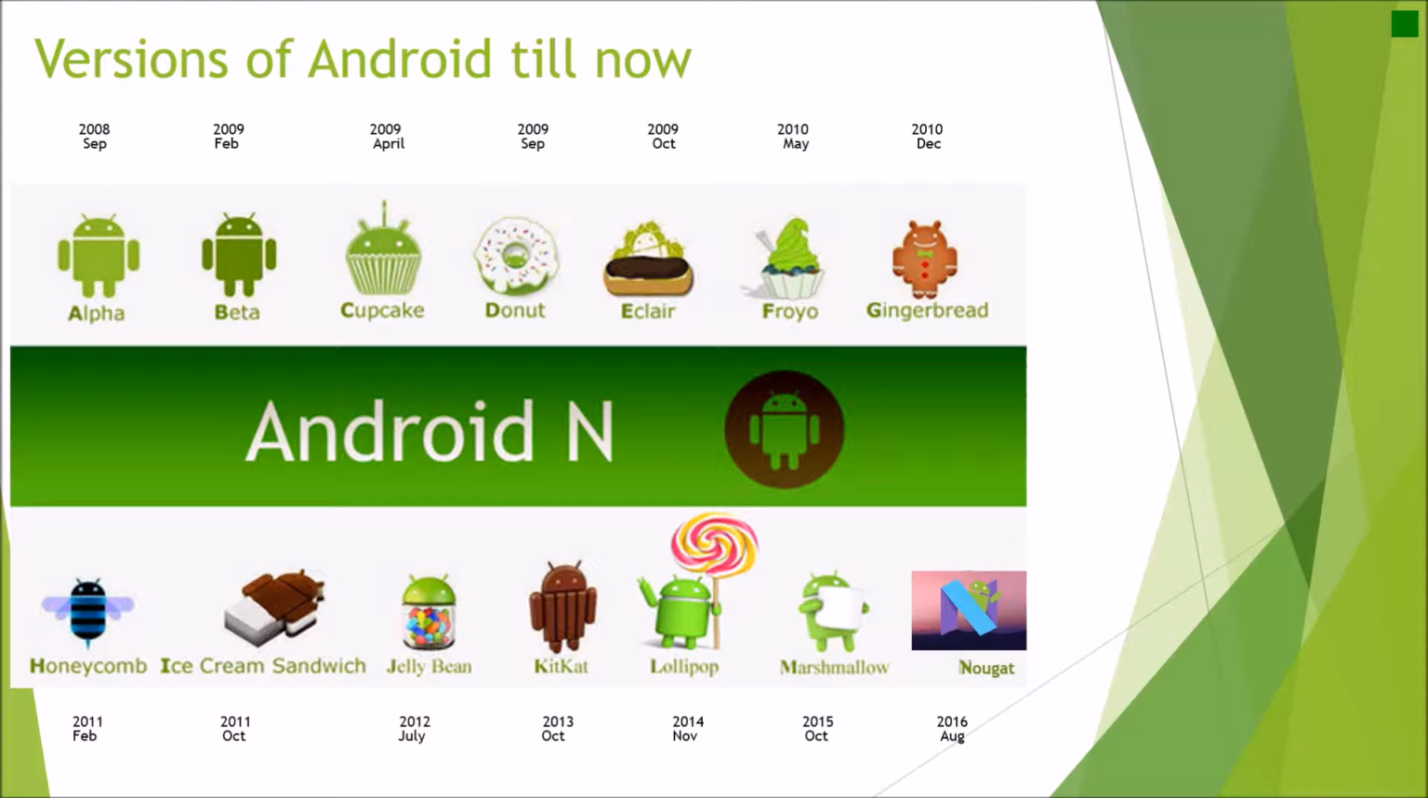Right from 2008 to 2016, there are several versions you can see on the screen. The first version was Alpha, and the latest version is Nougat, which was released in August 2016.